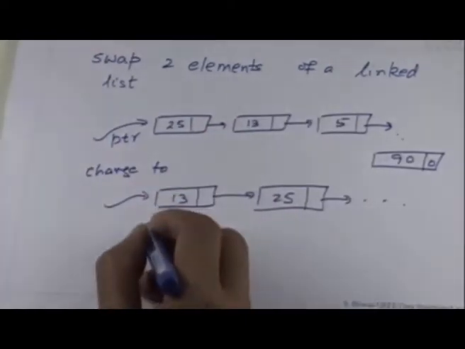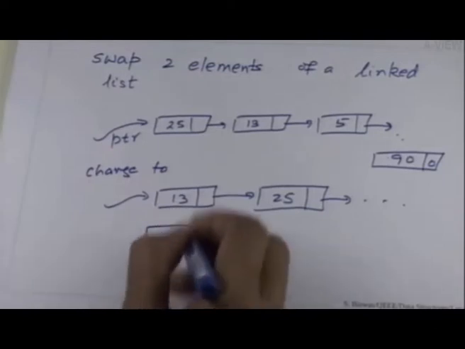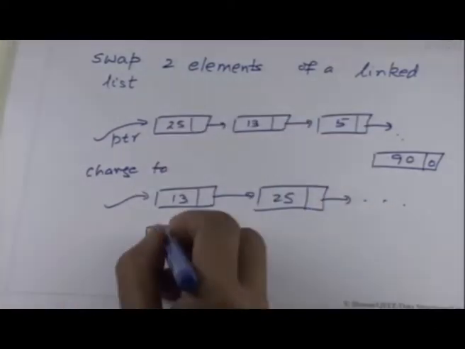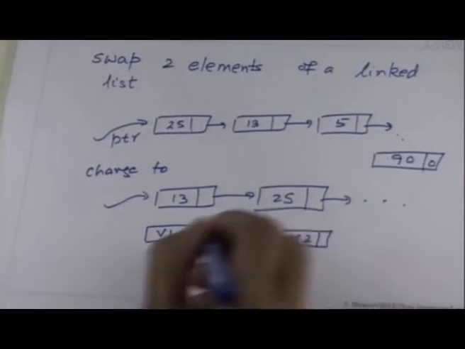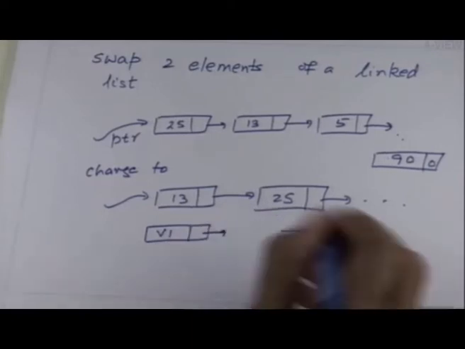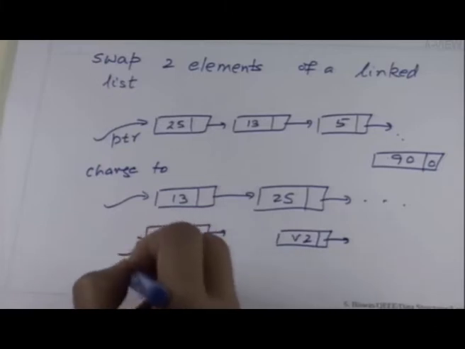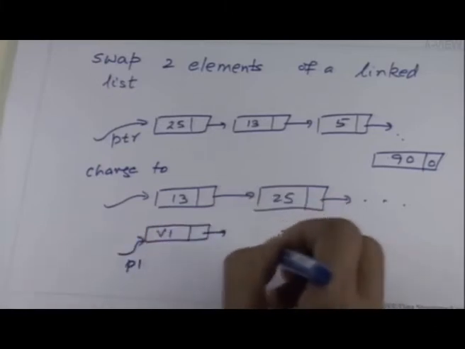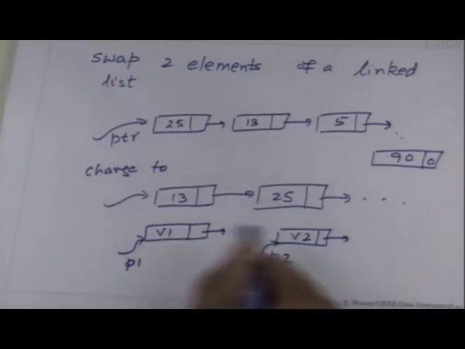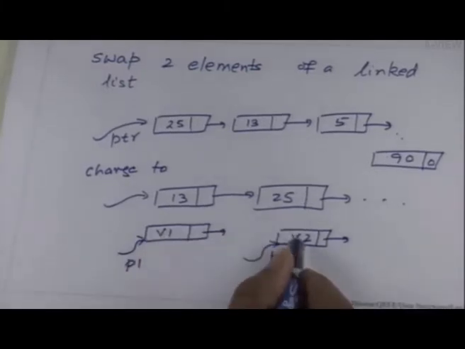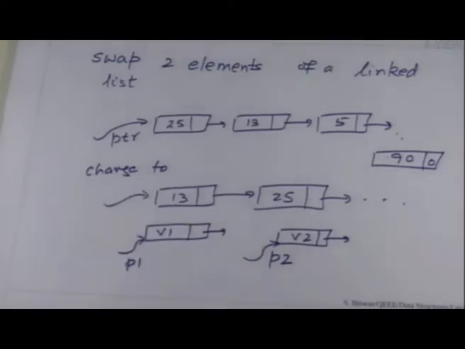Now let me take two arbitrary elements of the linked list. They may not be consecutive. This is some value V1 and this is some value V2. They point somewhere, we don't know. You have this P1 which is a pointer to this node and P2 which is a pointer to this node, and we just want to swap the values. So this amounts to swapping basically two ints which are situated in here. So how do you swap two ints? Exactly the way we will do.